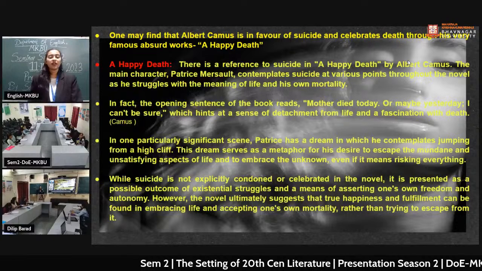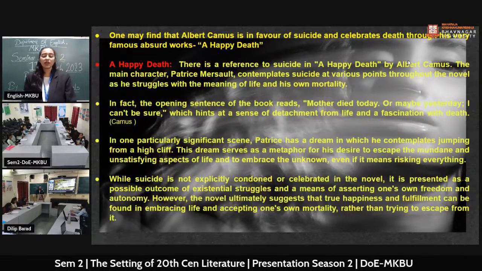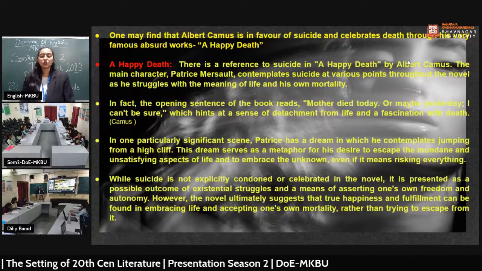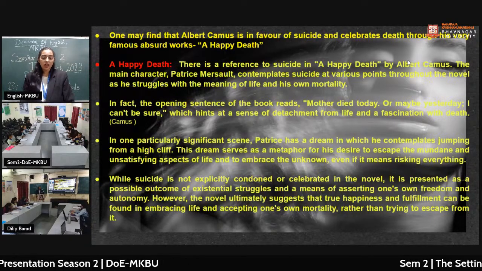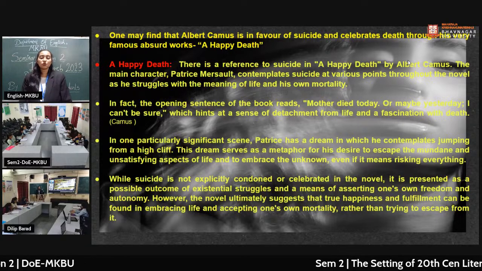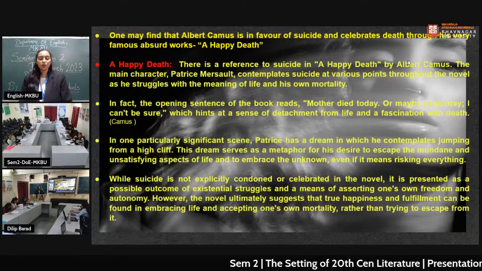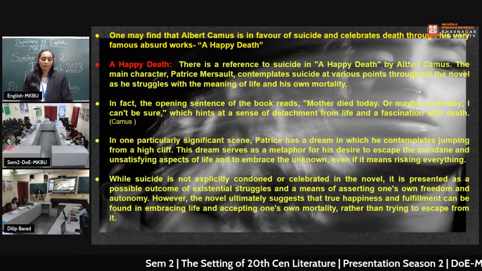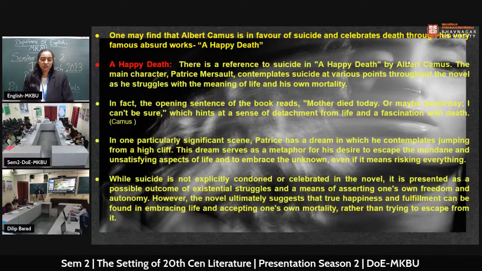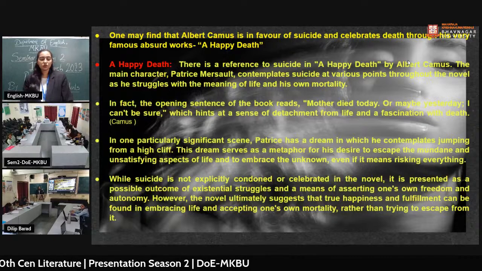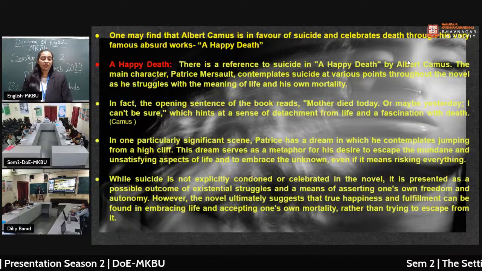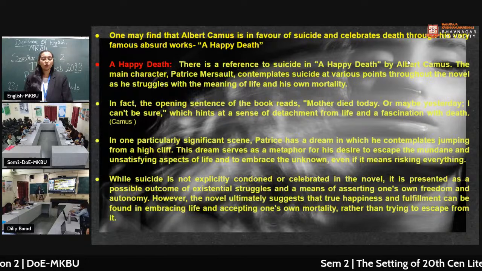One may find that Albert Camus is in favor of suicide and celebrates death through his famous absurd work, A Happy Death. There is a reference to suicide in A Happy Death by Albert Camus. The main character, Patrick, contemplates suicide at various points throughout the novel as he struggles with the meaning of life and his own mortality.